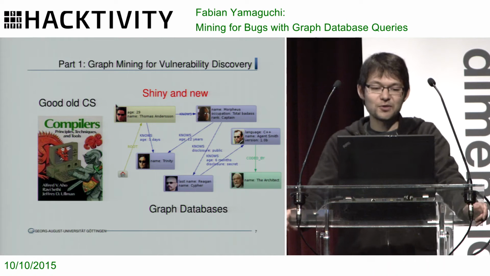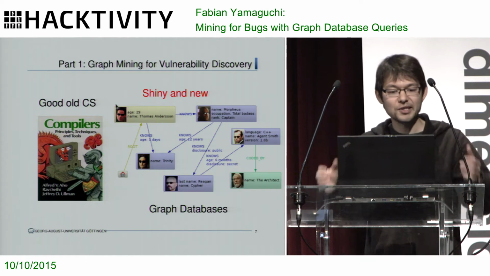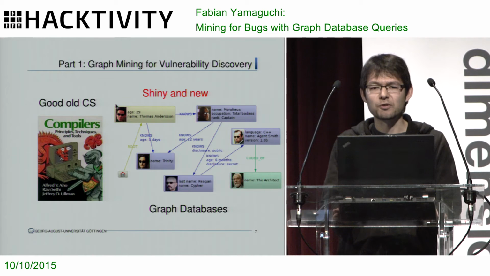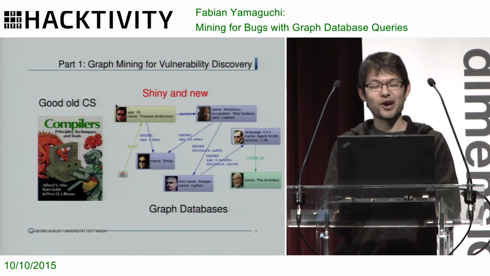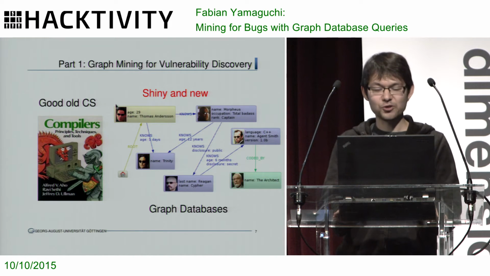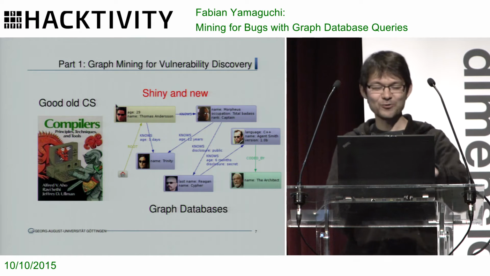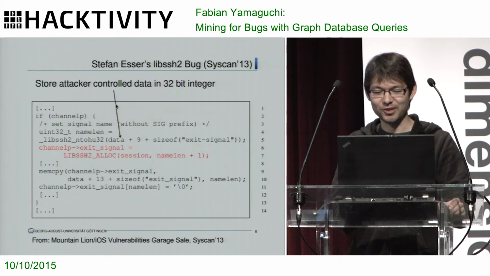All right. So let's get to the first part. This is about the graph mining platform, and this combines two things which seem to have not so much to do with one another when you start off. On the one hand, we have good old computer science compiler construction. So what compilers do to optimize your code, analyze your code, remove dead code, stuff like that. And on the other hand, you have the shiny new graph databases. And the question is, how can we combine these to actually get a good system for assisted vulnerability discovery?